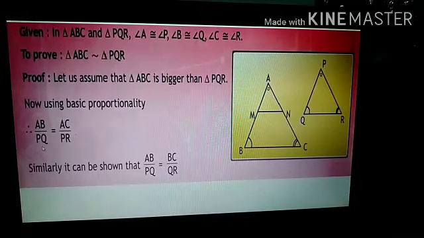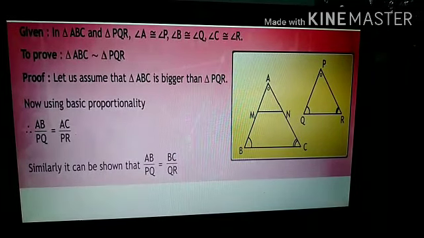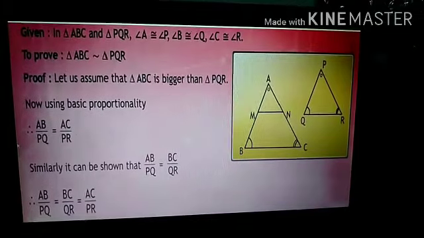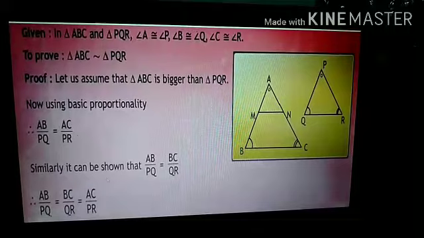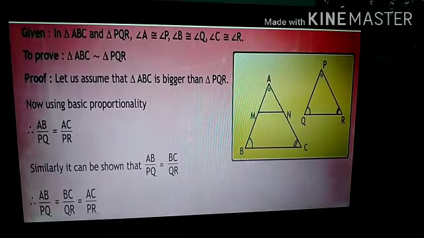Now from these two ratios, we find AB upon PQ is the common factor between both the ratios. So we can write all the three ratios are equal as AB upon PQ is equal to BC upon QR is equal to AC upon PR.